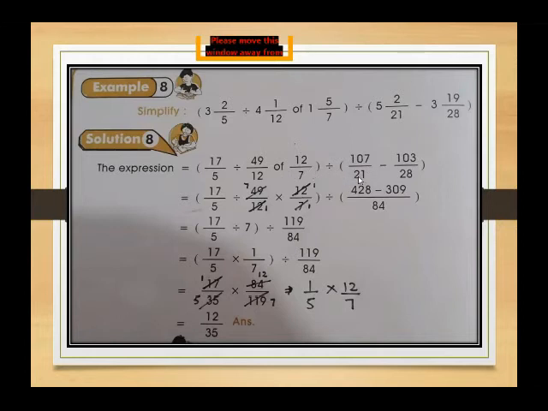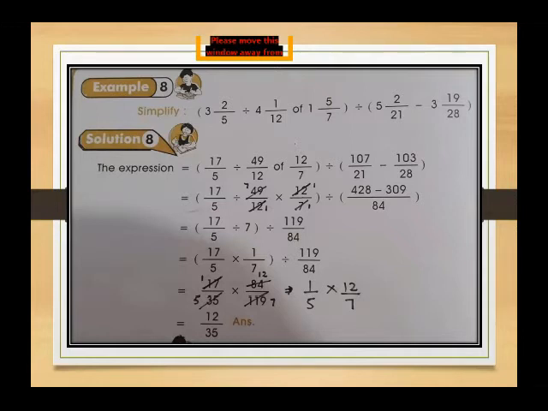So this contains 21, this contains 28. When we take the LCM of 21 and 28, it is 84. Both of these terms are unlike fractions, and as we all know, we simplify unlike fractions by taking the LCM. So the LCM of 21 and 28 is 84.